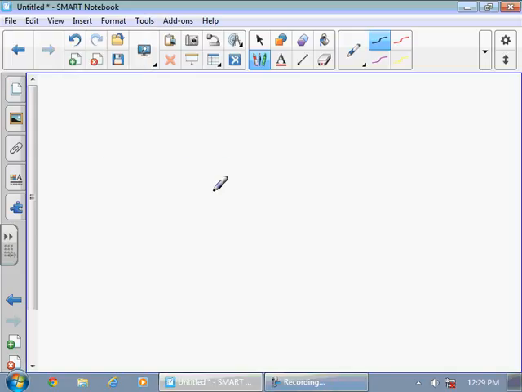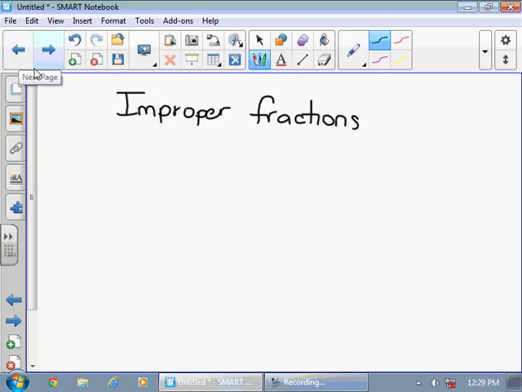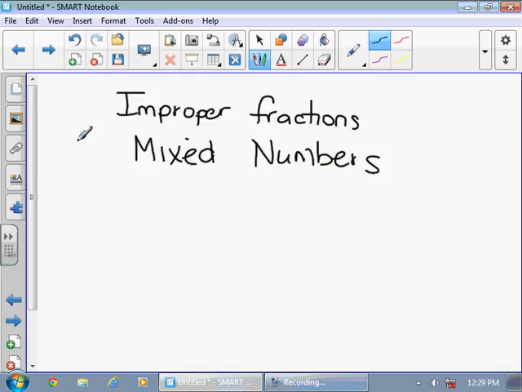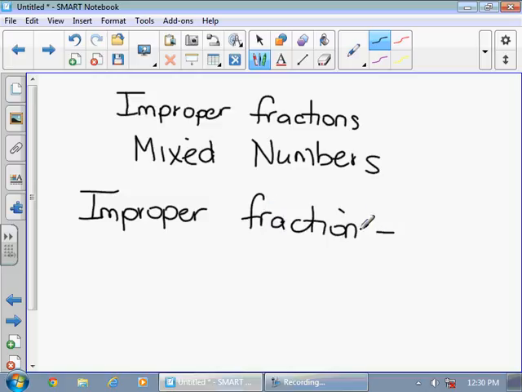We're going to be talking about improper fractions and mixed numbers today. Okay? An improper fraction. If I'm writing, you should be writing. Improper fraction.